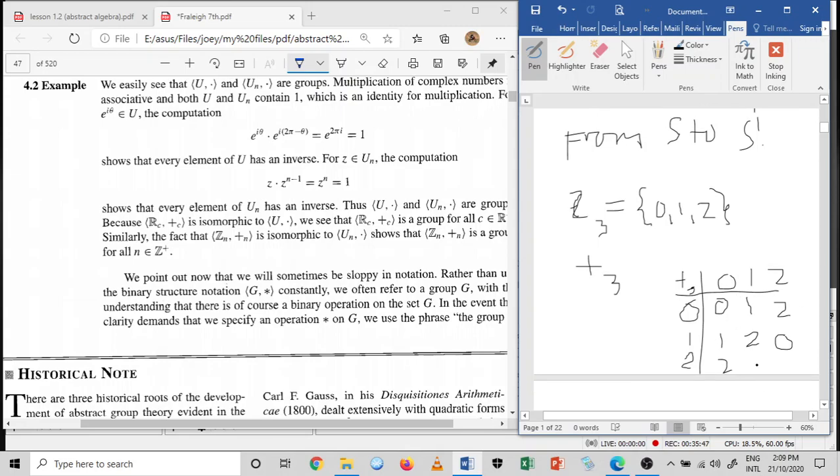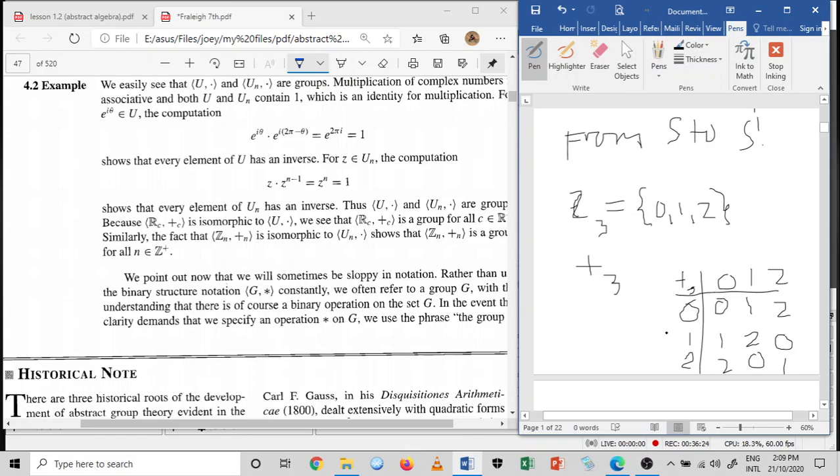Then 2 plus 1 is 0. 2 plus 2 is 1, because 4 divided by 3 will give a remainder of 1. So you see that all results are elements of Z3. So this operation is closed and well defined. And since addition is associative, and this is just a type of addition, the associativity property is satisfied here.